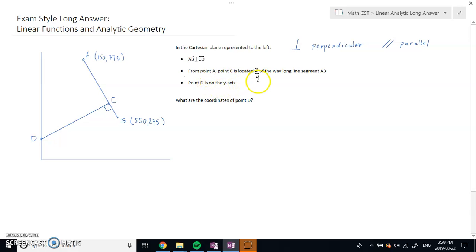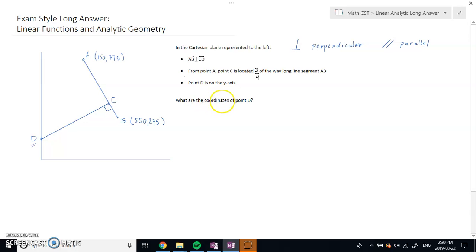So that's telling us a little bit about point of division, because there's nowhere else in the course where a fraction is given in a question. As well, it's giving us a distance along the way, which is quite helpful. And point D is located on the y-axis, and you can see that over here with point D sitting right there on the y-axis. And the question is, what are the coordinates of point D?